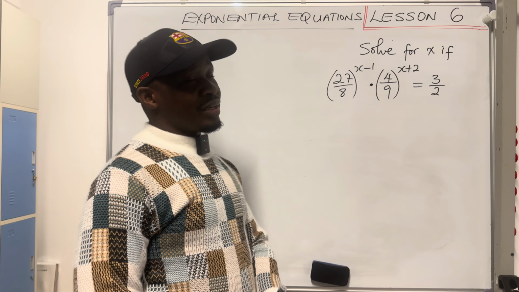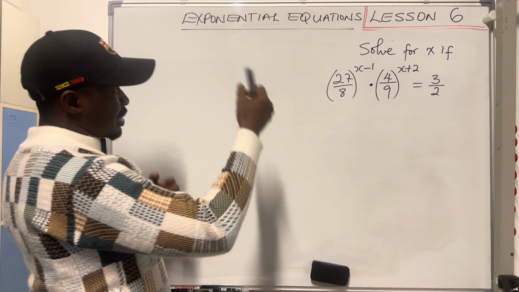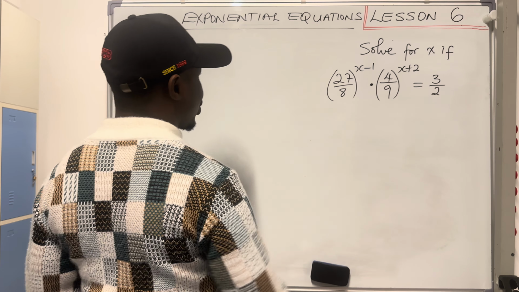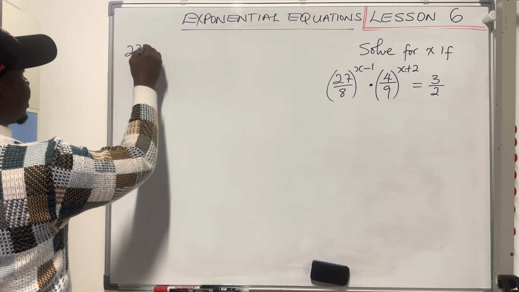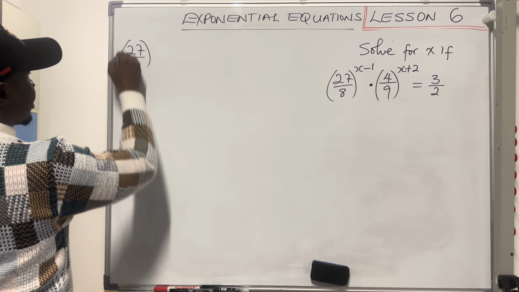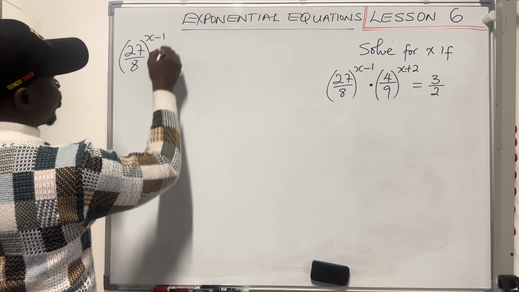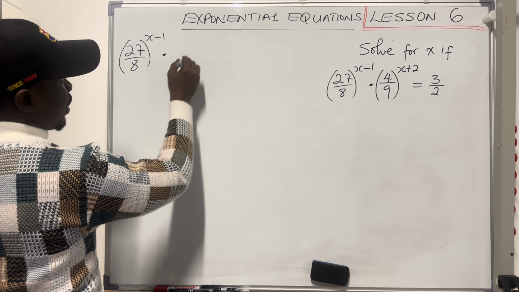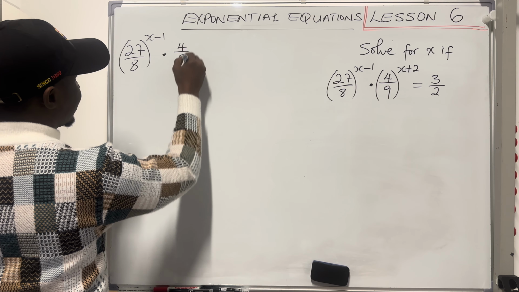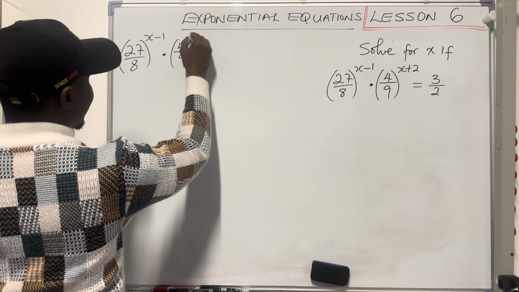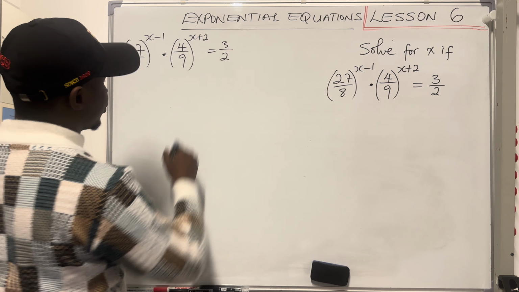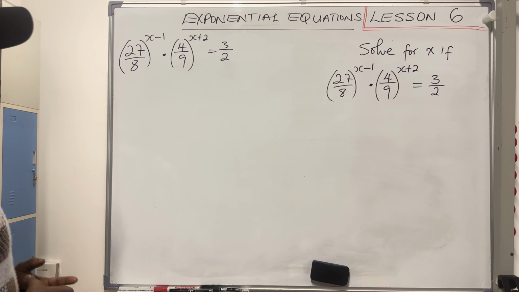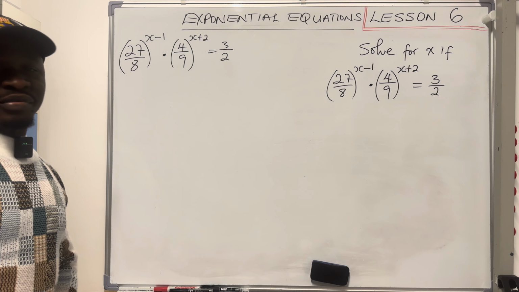We continue with exponential equations, the sixth lesson. We want to solve for x here. The problem is that we have (27/8)^(x-1) multiplied by (4/9)^(x+2), which is equal to 3/2. All right, so this is what we have.